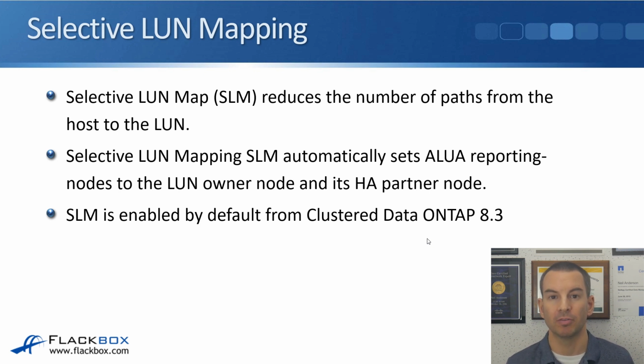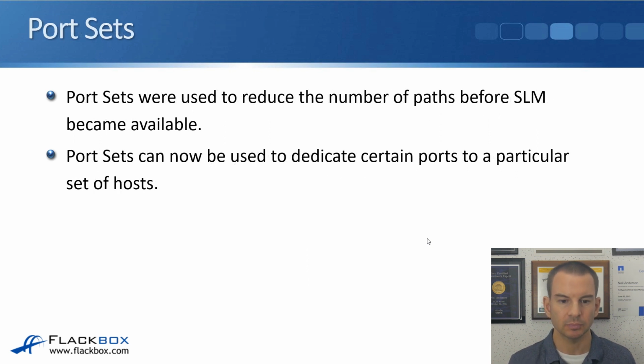And reporting nodes means that the node tells the initiator, hey, you can reach your LUN through me. If it's a non-reporting node, then it doesn't signify back to the host that it can be used to reach the LUN. SLM is enabled by default from cluster data ONTAP 8.3, so it has been there for a long time.